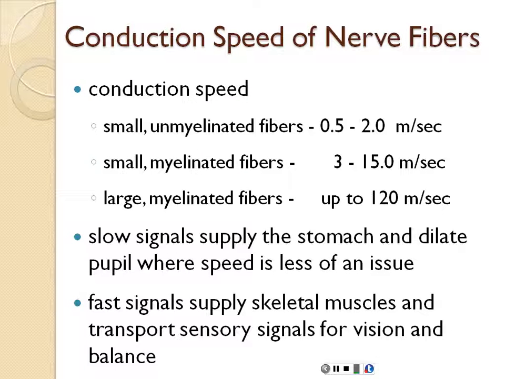Okay? And there's really no reason for that to be lightning fast. So whoever built the body, I guess, put the slower ones in the areas where there was no need for them to be so fast. And so the stomach, your gastric activity, all of that is controlled by slower neurons. And then the fast signals supply skeletal muscle and also transport the sensory signals for vision and balance. So it's obvious then that when you look at something, you see it instantly. It doesn't take a few seconds to get the signal to the part of your brain. So it's important for those signals to be fast.